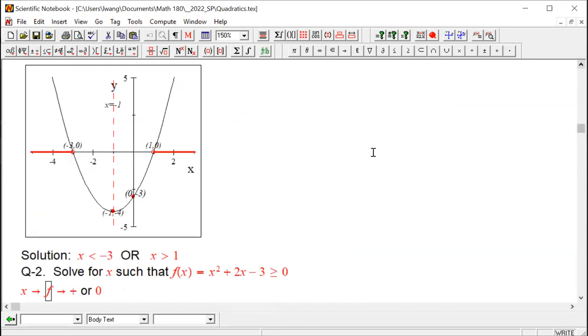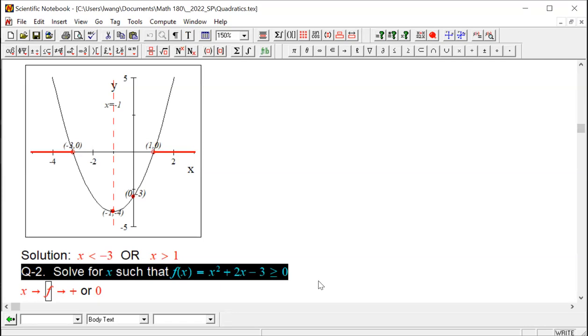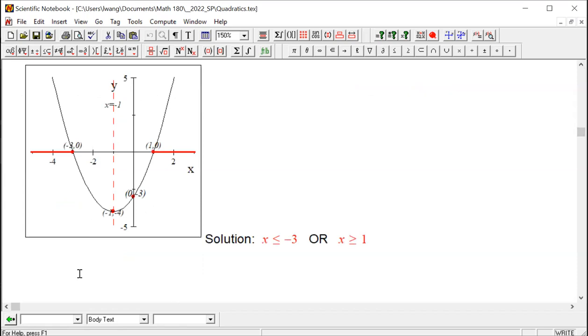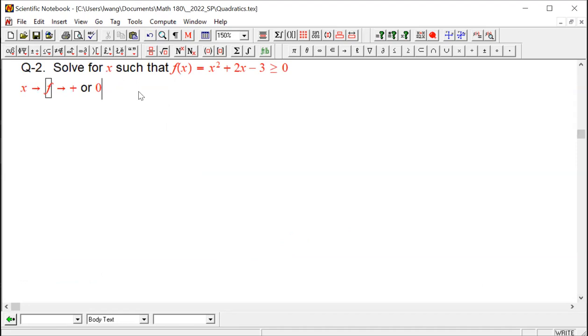Now, question number 3. What's question number 3? I'm creating question number 3 for you. I want to identify all the input such that the output is negative. So not positive, but negative. And I'm sure you got it, right?